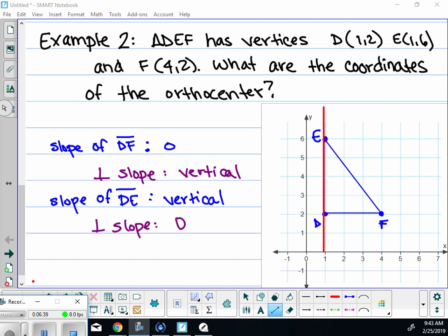So the slope of DE is undefined. It's a vertical line. So we want to do a horizontal line from DE that goes through F, which would be that line. And where do those two lines intersect? Yep, at point D, which is the point (1, 2).